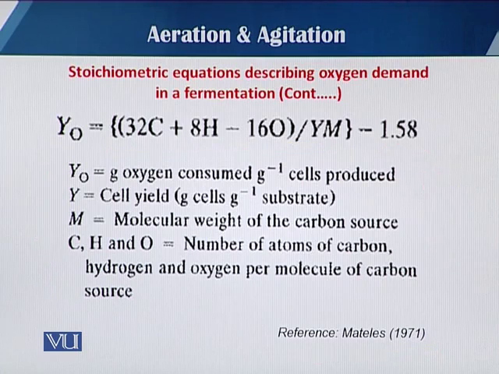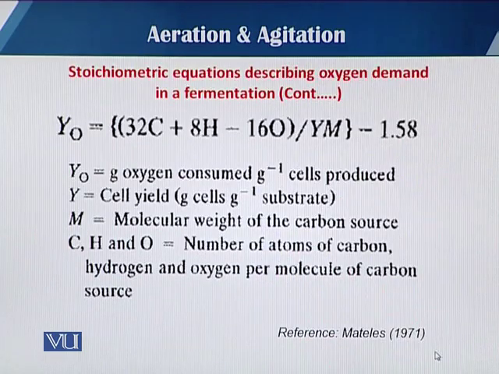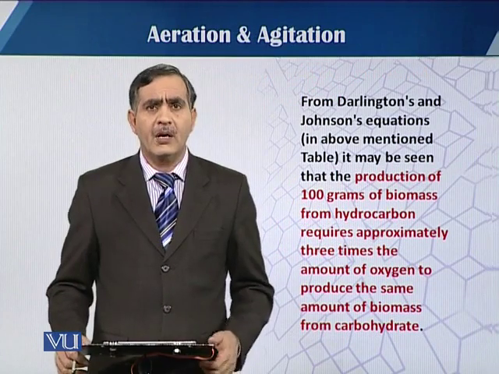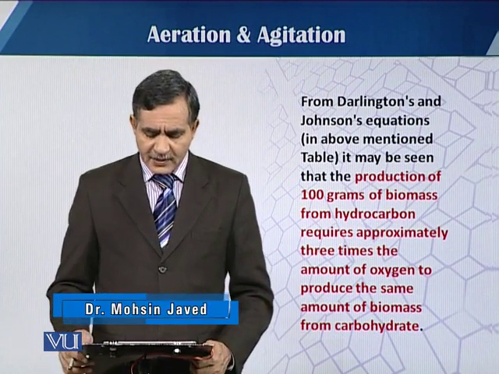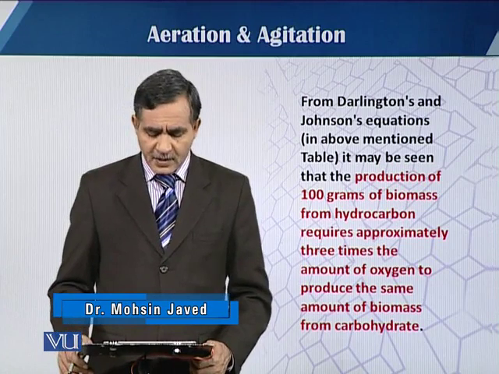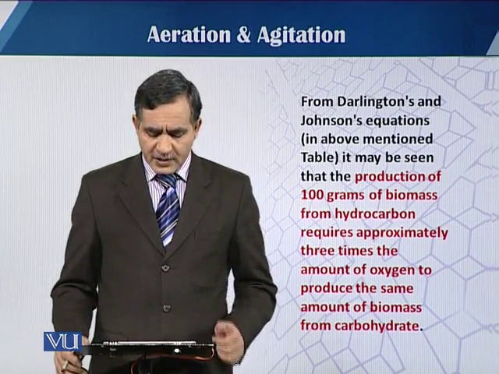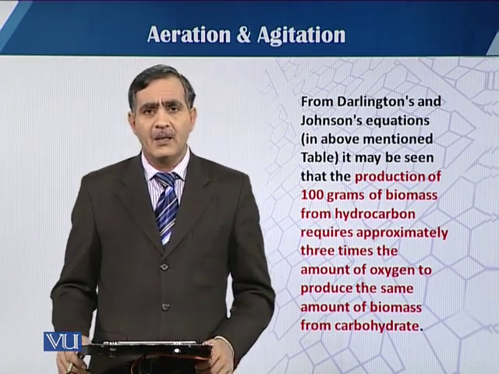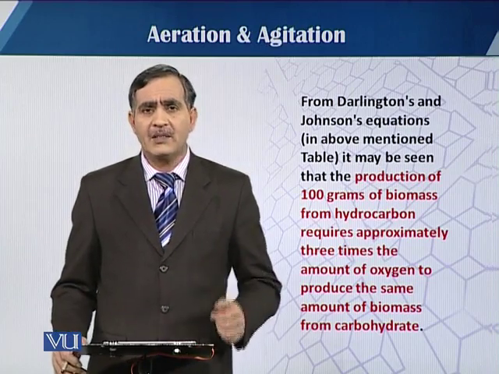So these are the different stoichiometric equations and how they affect fermentation. In the Darlington and Johansson equations, as we have seen in our previous slides, the production of 100 grams of biomass from hydrocarbons requires approximately 3 times more oxygen than the amount of biomass produced. So the oxygen demand in a fermentation process is very critical.